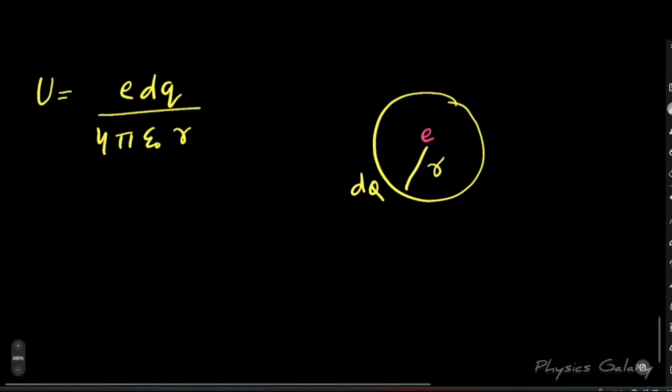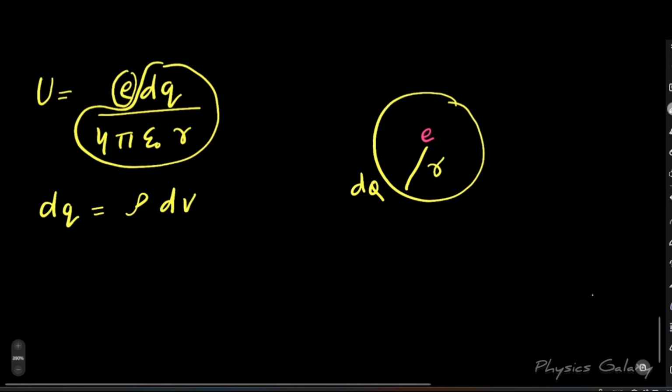So this is the potential energy of the system, because this is the charge times the potential of a shell, right? Now what we need to do is to integrate, but before that we need to find what is dq. So dq is nothing but the charge density times the volume, and volume is taken as that of a shell, because this is the shell and we have to take the volume of this shell.